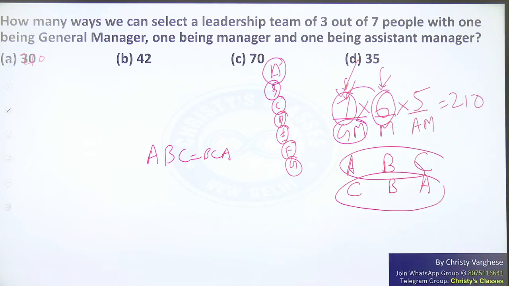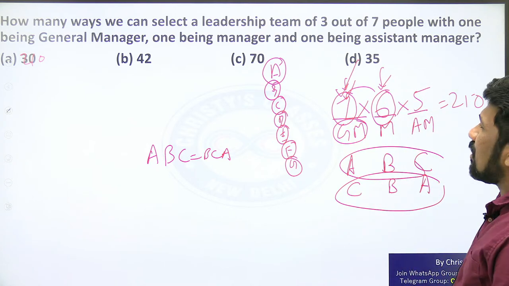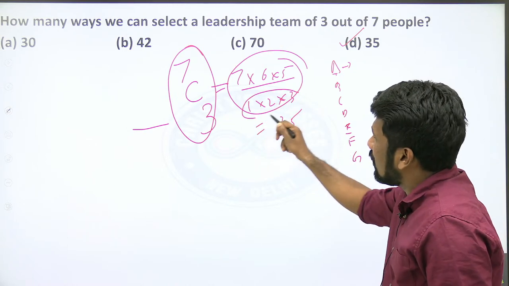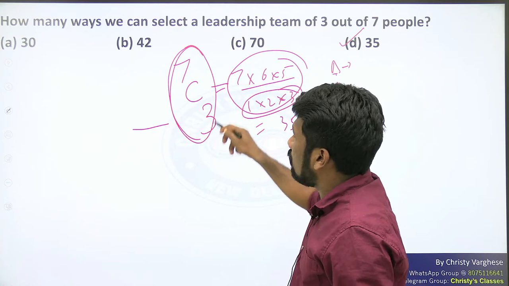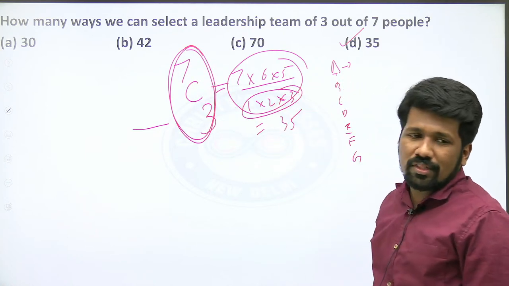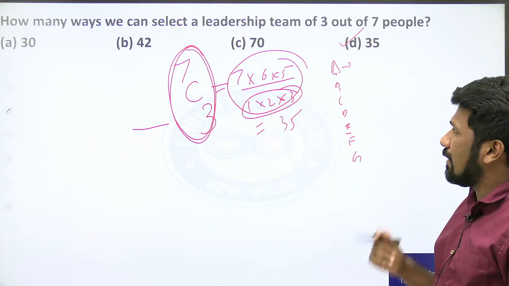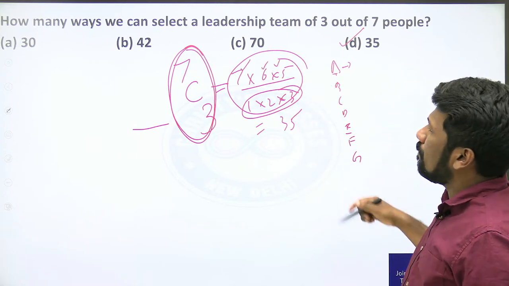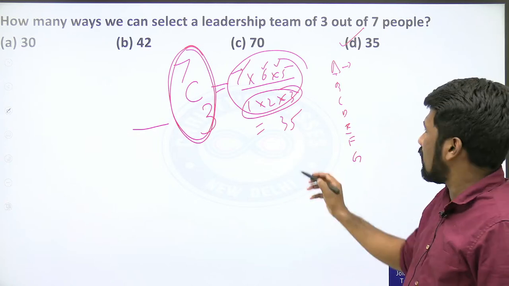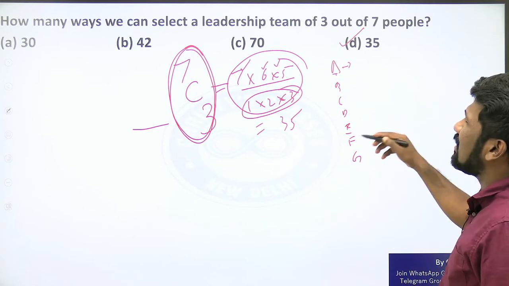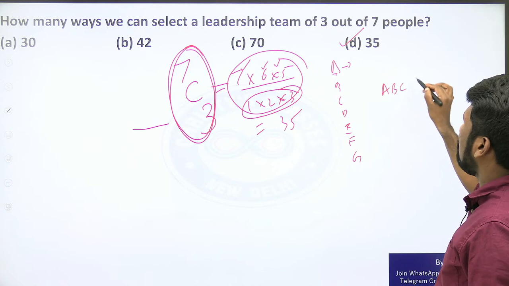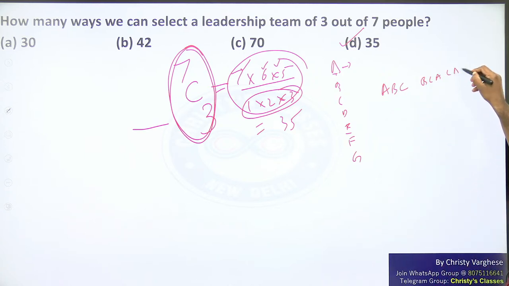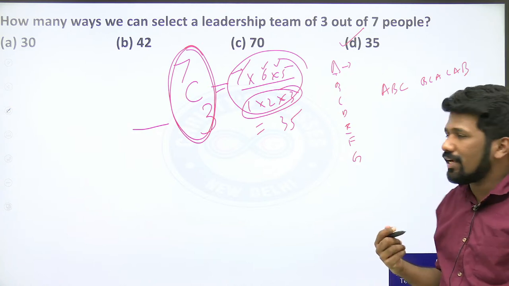So that is the idea. And now you can understand the previous question more clearly. Why are we dividing by 1 into 2 into 3? Those of you who know the combination formula can understand why we divide by 1 into 2 into 3. Because when you say 7 into 6 into 5, there are many duplications in this case. Why duplications? When you are selecting a three-person leadership team, ABC team, BCA team, CAB team, all are the same. Are you understanding?